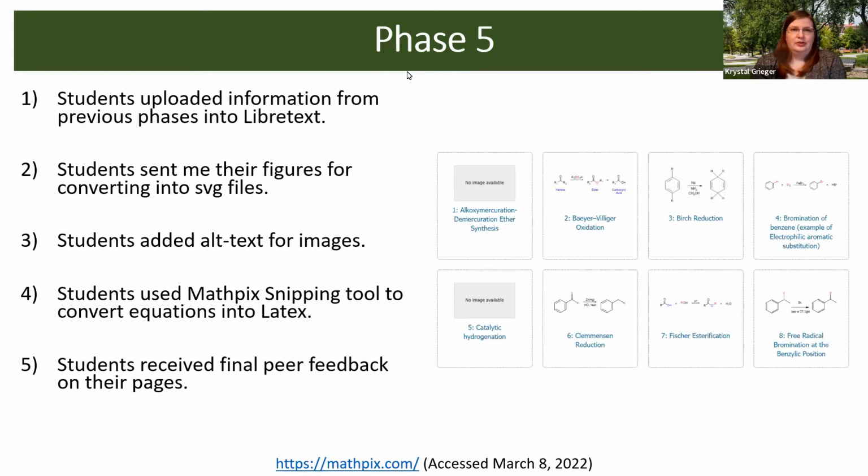And so then we get to phase 5, where the students were actually starting to work with LibreText, because after each of these phases, and during each of these previous phases, we had them go through peer review using feedback fruits. I gave them feedback and then they could do revisions. And then once they were at that point, we started having them upload the information into LibreText.